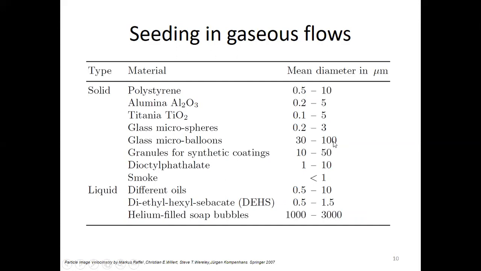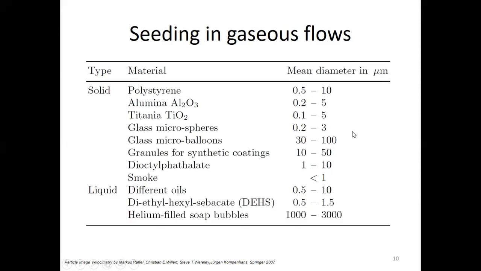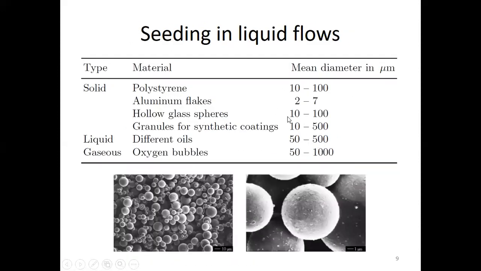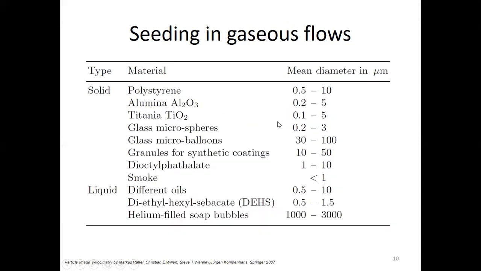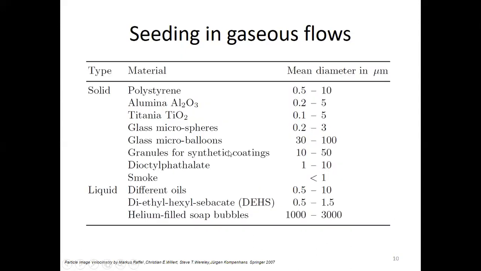So now let me ask you, why is it like this? Why for gaseous flows do we use such small particles, while for liquid flows you use larger particles? What do you think about this? Who wants a bonus ticket for this? And here is a picture. You may see how different impurities look like in reaction flows and supersonic flows.